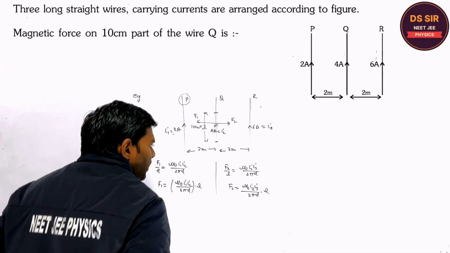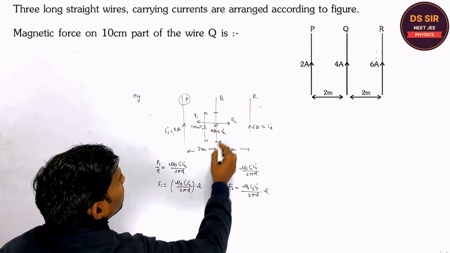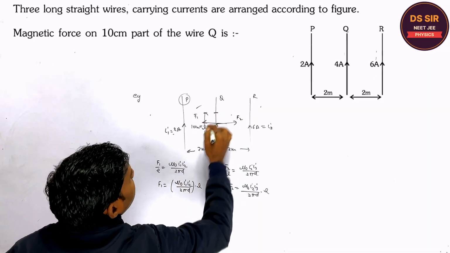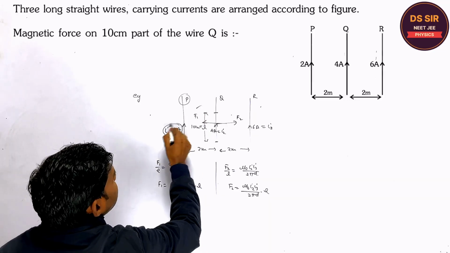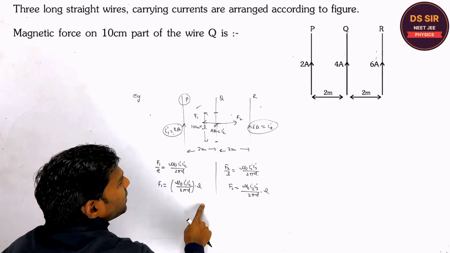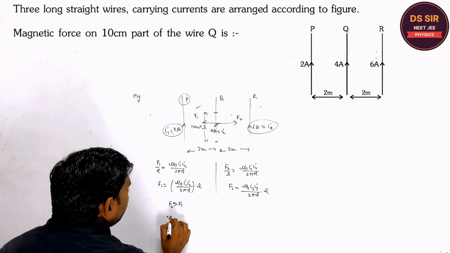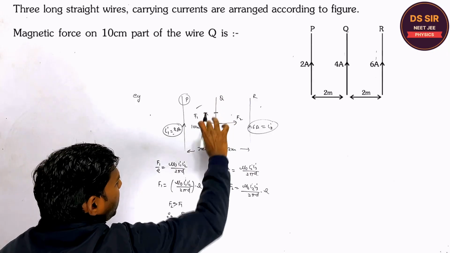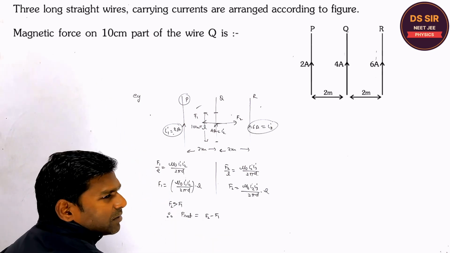Yes. Tell me which force is greater, F2 or F1? This force is greater or this force is greater? Tell. Say F2 is greater. Why? Because the separation is the same, everything is the same. So if I3 is greater, F2 is greater than F1. Therefore, what is the net force on this wire of length L, L equal to 10 centimeter? It is F2 minus F1.